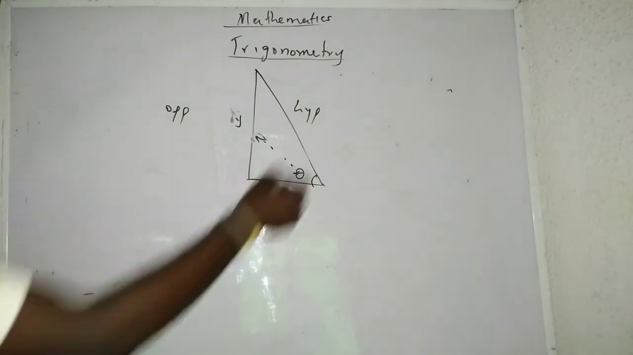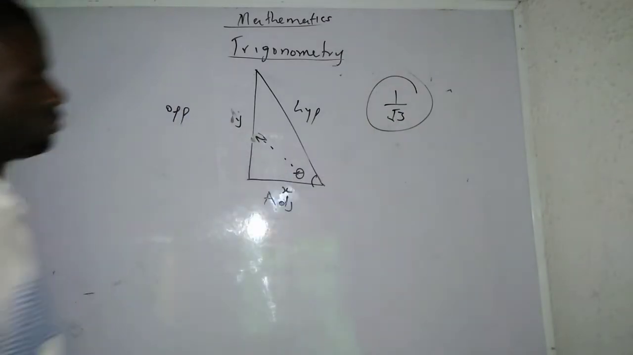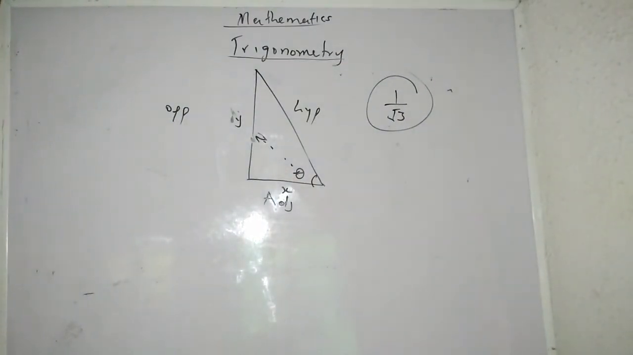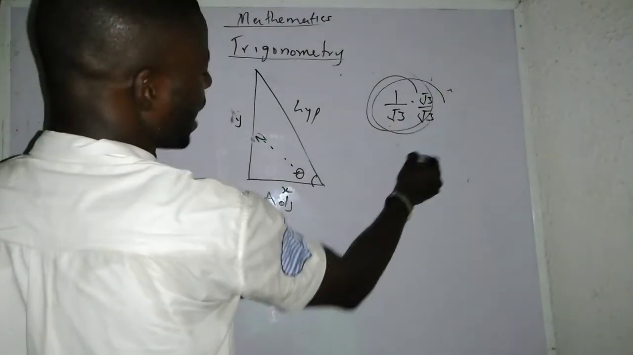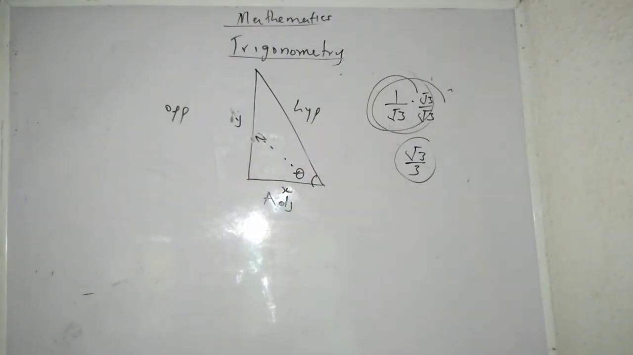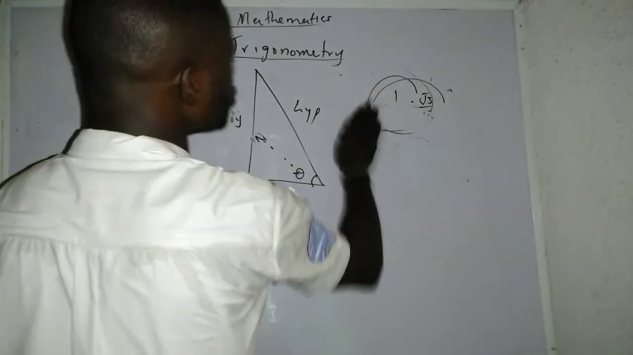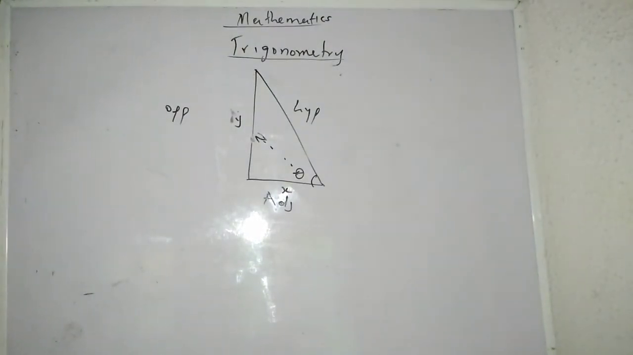Now, please note that if I have 1 all over root 3, this is not proper. It's in a surd form. You have to rationalize it by multiplying by root of 3 all over root of 3. Now, I think I can say root of 3 all over 3 is proper now. Your surd must not be in the position of denominator when you give out any answer to anybody. Now, if you are talking about special angles, normally we have two ways of proving them.